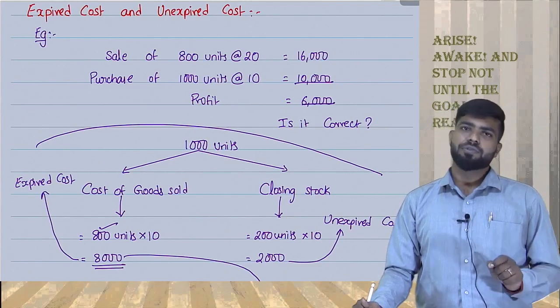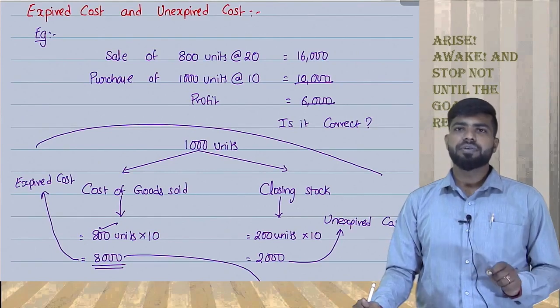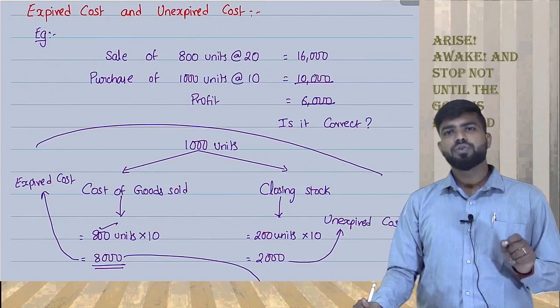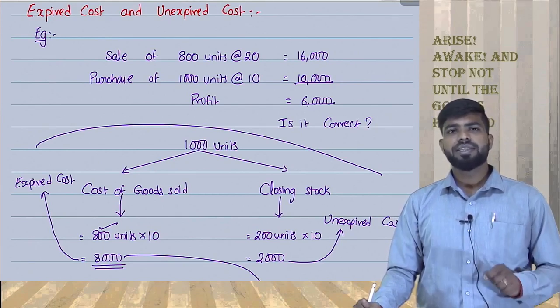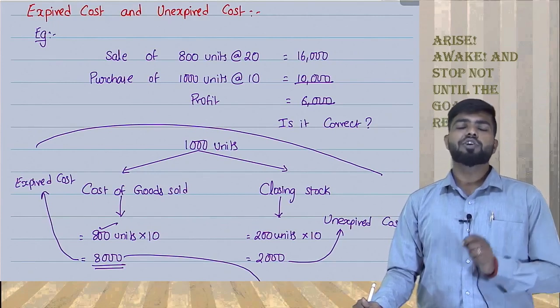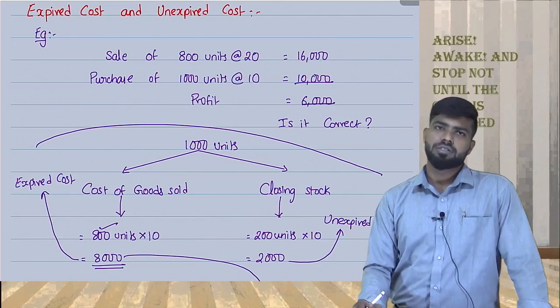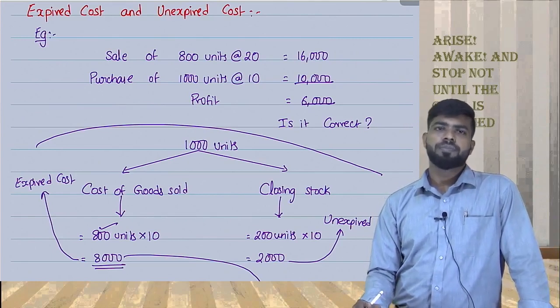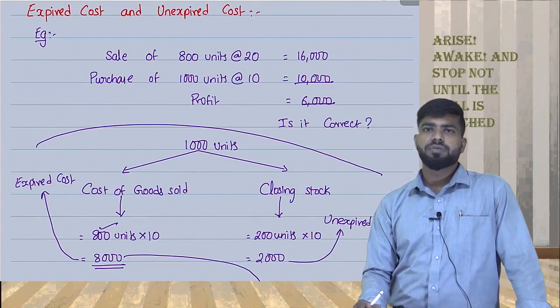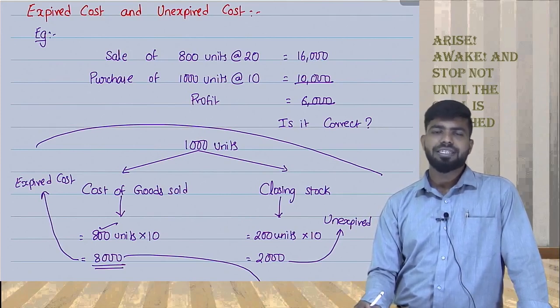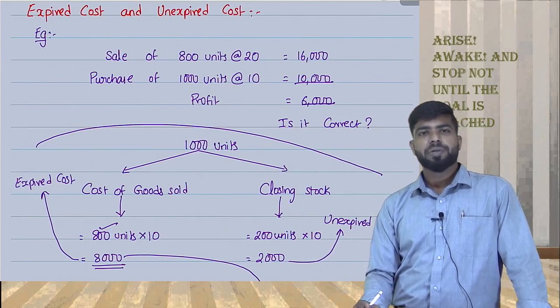800 units revenue with 1000 units cost. Full stop. Which is against the matching principle.